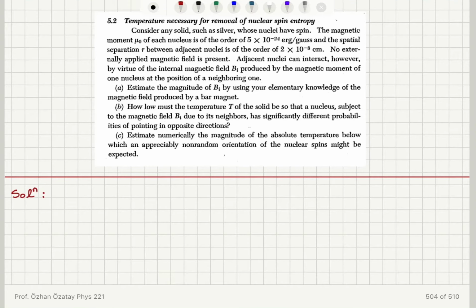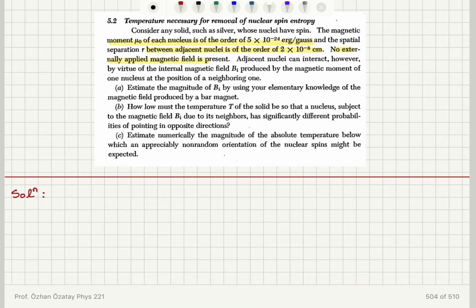Temperature necessary for removal of nuclear spin entropy. Consider any solid such as silver whose nuclei have spin. The magnetic moment of each nucleus is of the order 5 times 10 to minus 24 ergs per Gauss, and the spatial separation between the adjacent nuclei is of the order 2 times 10 to minus 8 centimeters. No externally applied magnetic field is present.